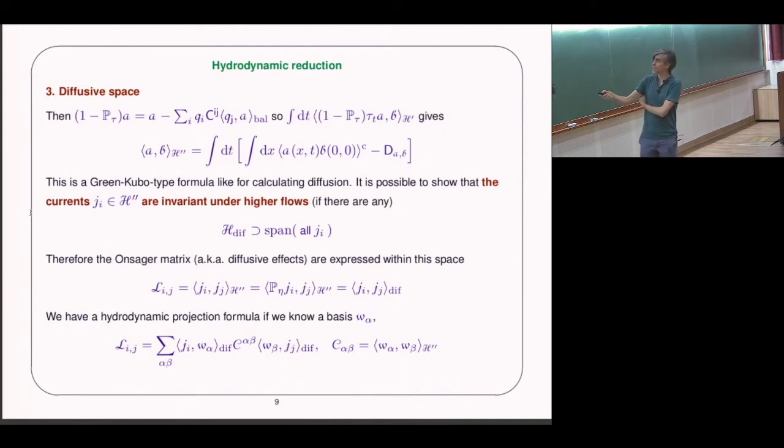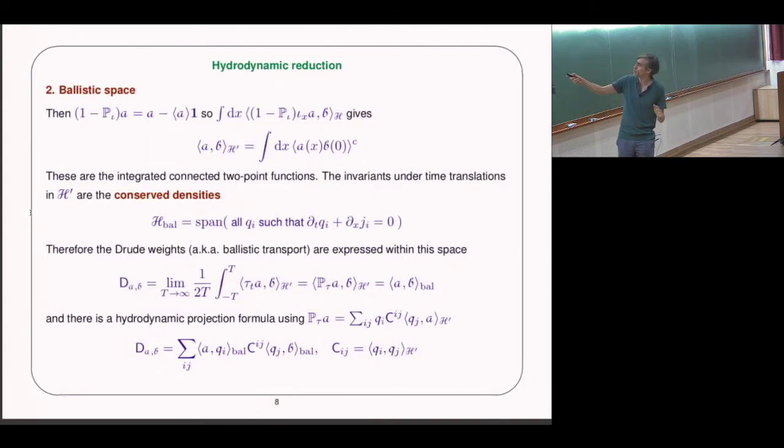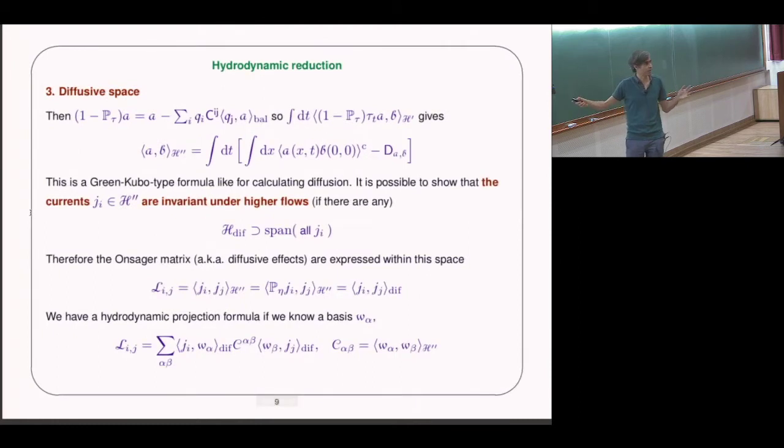And so that means the Onsager matrix can be written in the projection way, so it can really be written as an inner product on the diffusive space. And then if I'm lucky enough and I know a basis in that diffusive space, some stuff that is invariant on the higher flows, I can project again on that, and then I have an exact hydrodynamic projection formula for the Onsager matrix. Right? Now this is if I know this basis, and a priori I don't know this basis. Previously I knew because these are the conserved densities. Now I don't necessarily know. Okay, so this is a formal construction.